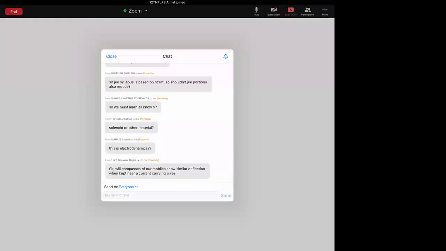Sir, will the compasses of our mobiles show similar deflection when kept near a current carrying wire? It should show. Compasses on the mobile are not based on that. Compasses on your mobile will not show, because they can only detect the Earth's magnetic field. There is a program for that, how they do it. But yes, if it can detect a magnetic field, then it can.